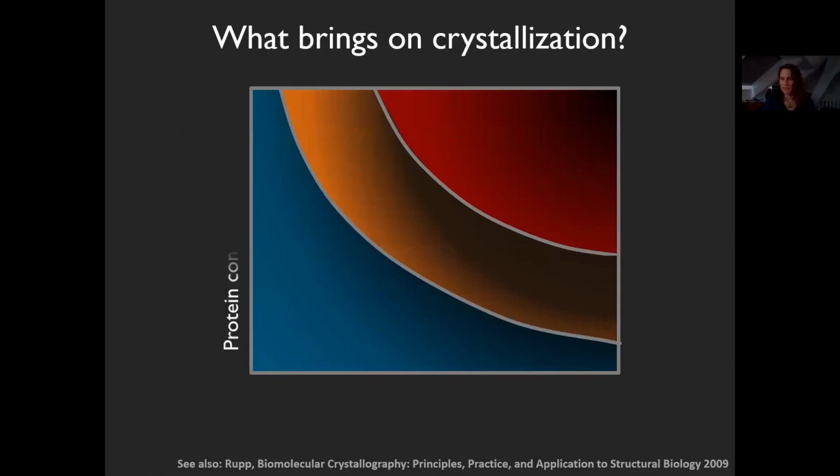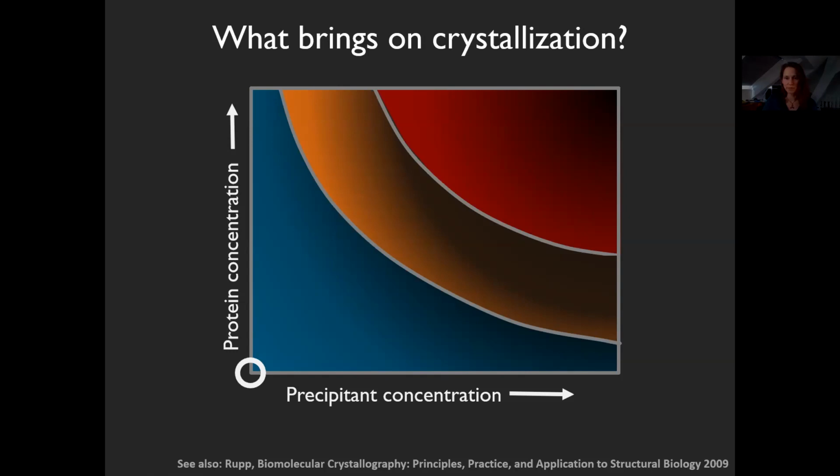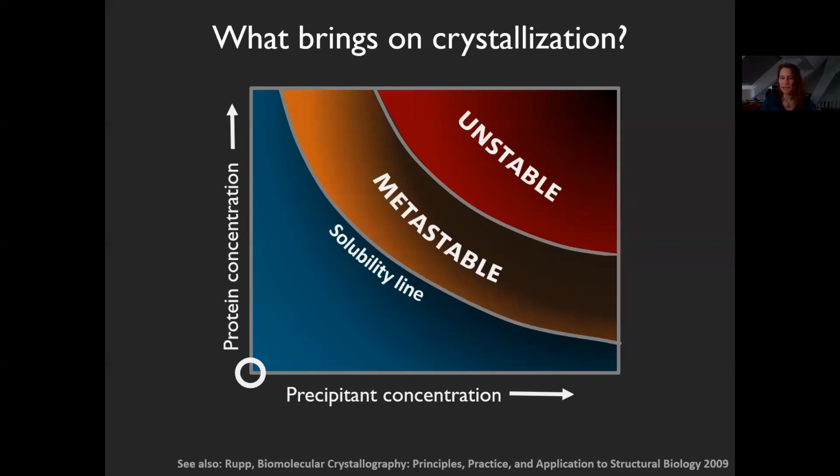Now, how does this look in a phase diagram? Imagine you have the protein concentration on the y-axis and the precipitant concentration, that would be, for example, a salt, on the x-axis. Now, at this point, you have pure water, no protein and no precipitant, and their concentration increases if you go to the right for precipitant and up for the protein. Here, this line is called the solubility line. Now, this region is metastable, and here the crystal is unstable, so there's instability, decomposition, 2 phases, or precipitate.